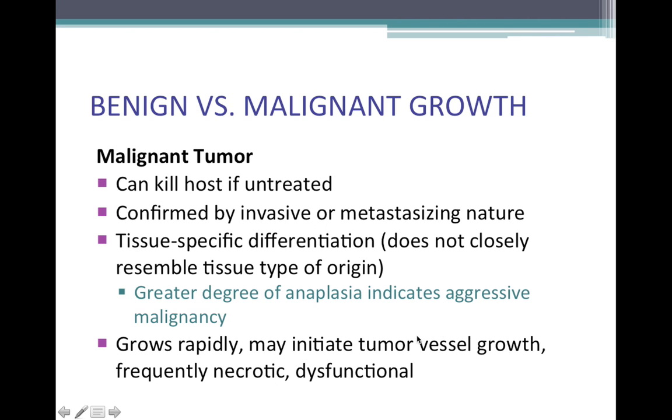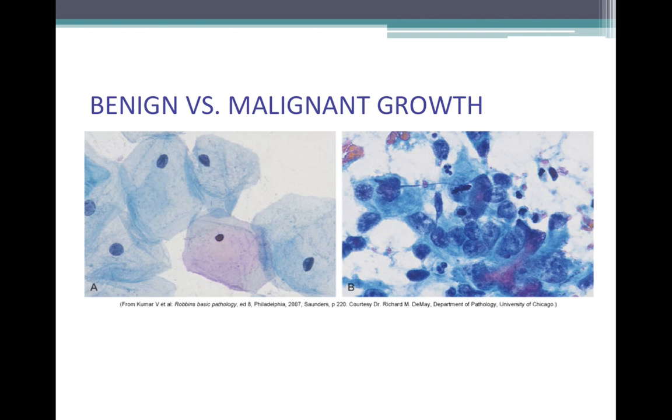So typically, very aggressive malignant tumors can recruit their own blood vessels, which brings in the blood supply and nutrients to have these tumors grow even faster. However, these malignant tumors can be necrotic and dysfunctional. They can become necrotic because they can often outgrow their own blood supply. If a tumor grows too fast, there might not be enough nutrients to support those new cells, so it could undergo necrosis. Now, what this slide is showing is basically anaplasia.